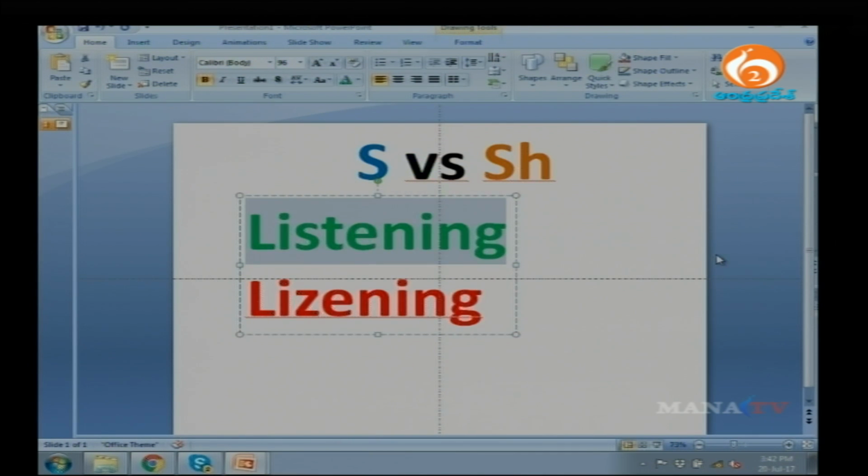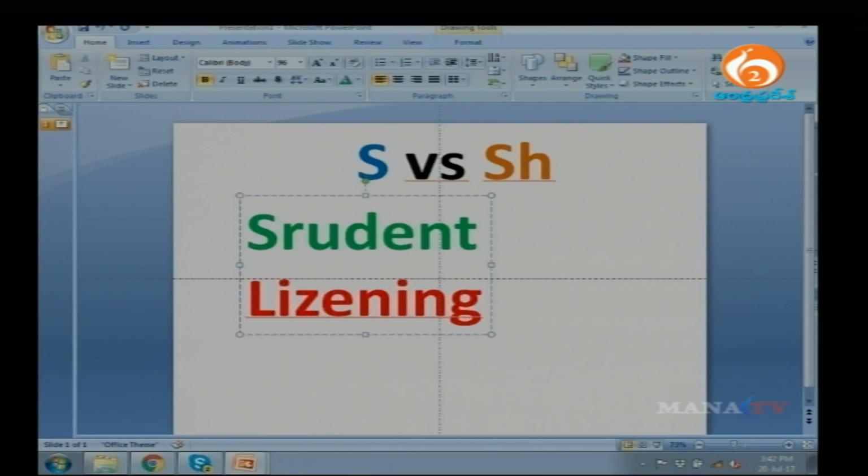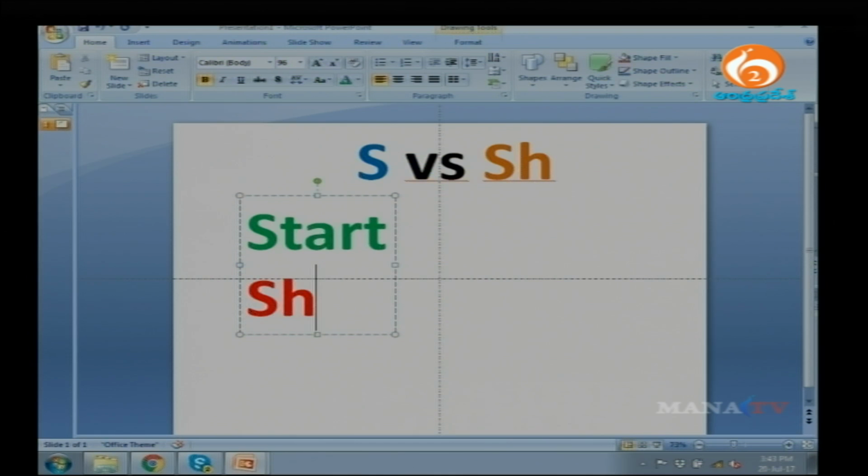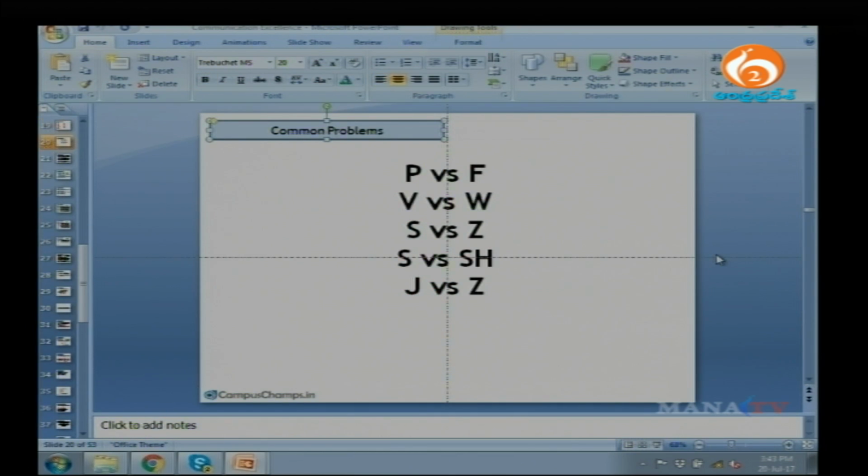All right. S versus sh. If I have a word which is student, they actually pronounce this as shtudent. It's not shtudent, it's student. For example, if I have the word start, I have heard a lot of people pronounce this as shtart. If the word is story, the pronunciation becomes shtory. All right. So please do not make these mistakes. So these are some common problems that we see.